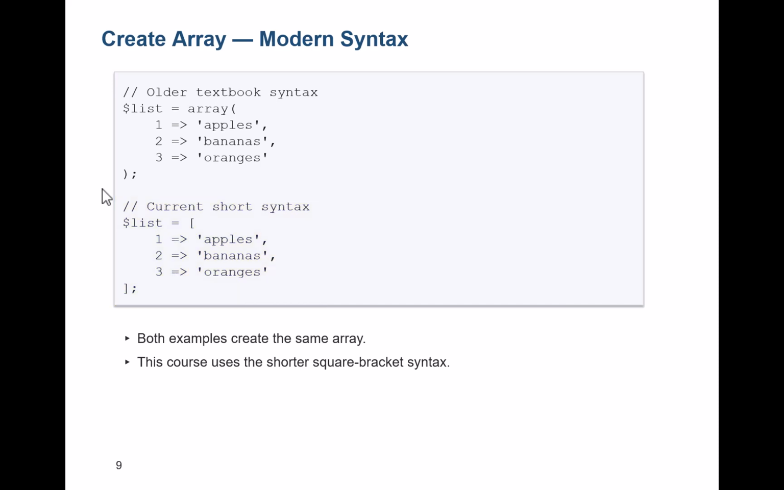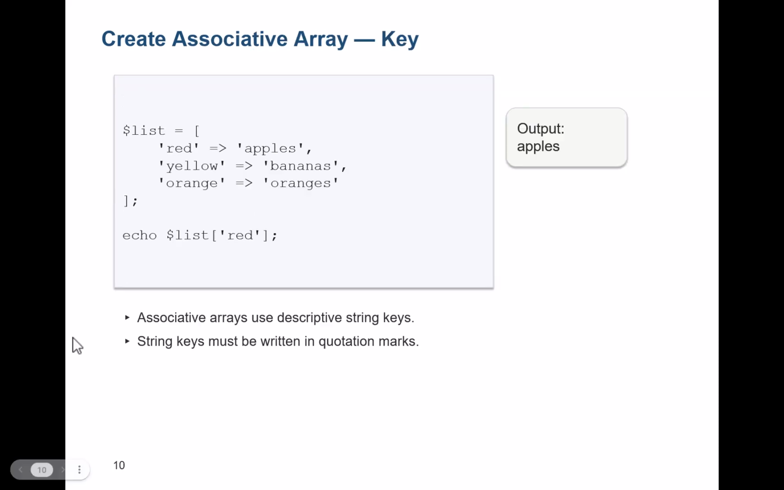The older array form remains supported, so you may still see it in the textbook and in older examples. An associative array uses descriptive string keys instead of automatically assigned integer keys. Here is an associative array. In the first element, red is the key and apples is the value.